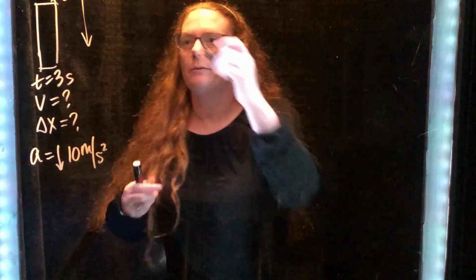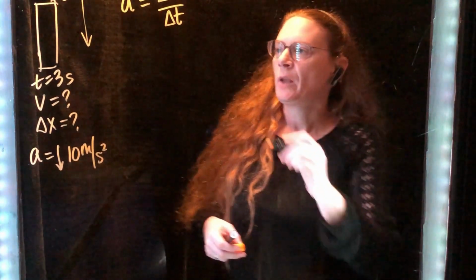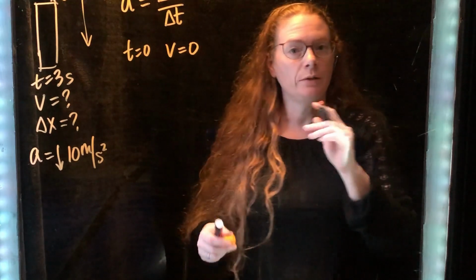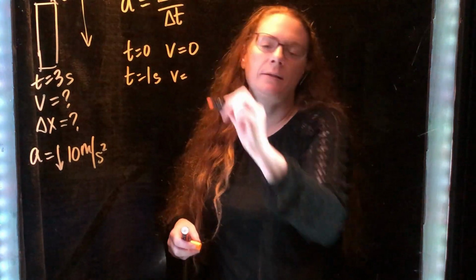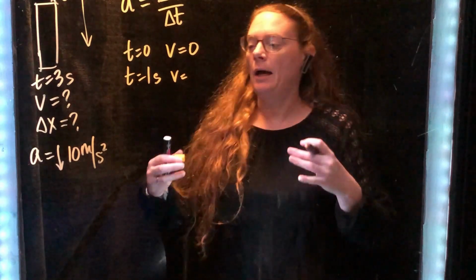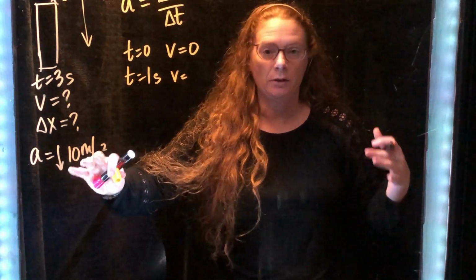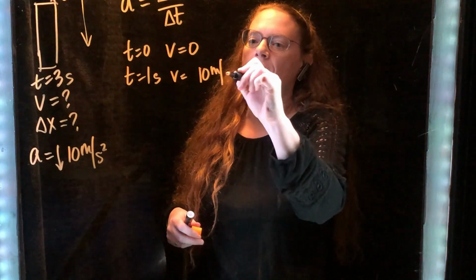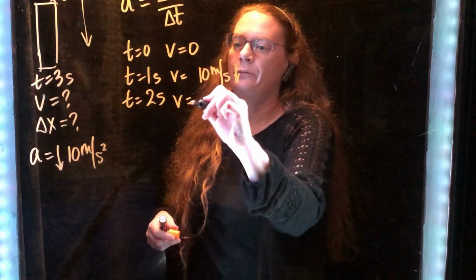Let's use the definition of acceleration to figure this out. Acceleration is the change in velocity over change in time. So we drop the apple at time 0, and since we're dropping it, we start with no velocity. It's just dropped. At 1 second, how fast is it going? The definition of acceleration is how much it's changing, the change in velocity per second. So this means it changes 10 meters per second every second, which means that it's going 10 meters per second downward after 1 second.